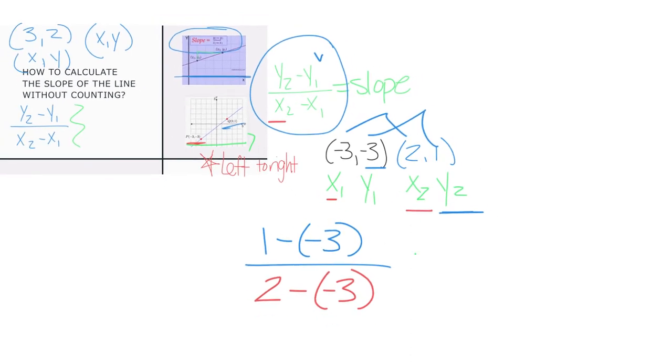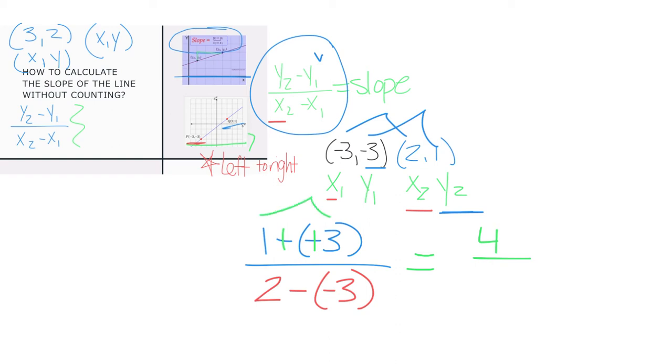So what are the rules of subtracting? Now I just need to subtract. Well, keep, change, change. So this is really 1 plus 3, so that becomes 4. Remember, subtracting a negative is how far they are from each other. A positive 1 is 4 distances away from -3.